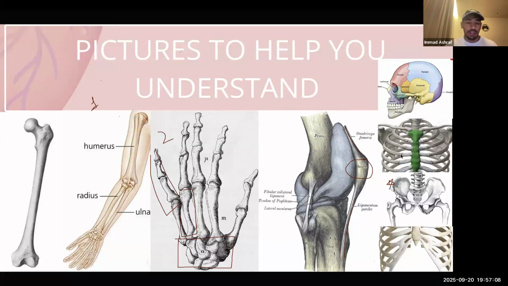This bone in green over here. What kind of bone is this? Flat. It's the sternum. The sternum is a flat bone. This is what the sternum looks like. These bones right here, the ribs, what kind of bones are they? Flat, right. Nice.